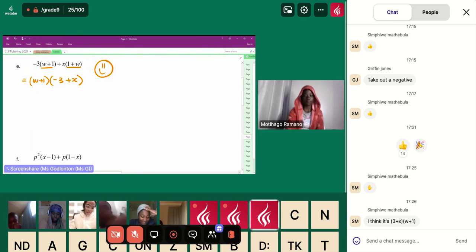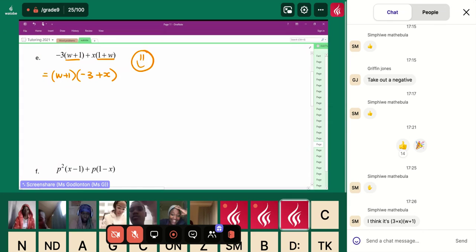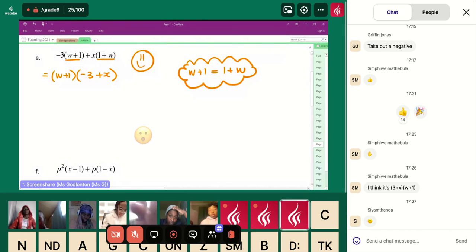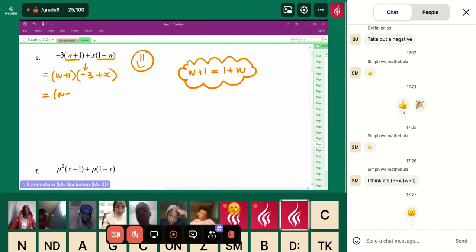Teachers love to give this type of question because the W and the 1 are not in the same order, so people think it's a switcheroo, but it's not, because 1 plus W is the same as W plus 1. You did not fall for my trap, which is amazing, and your answer is beautiful. Good job. Just because I'm pedantic, I would probably write that as X minus 3, but you don't have to do that.